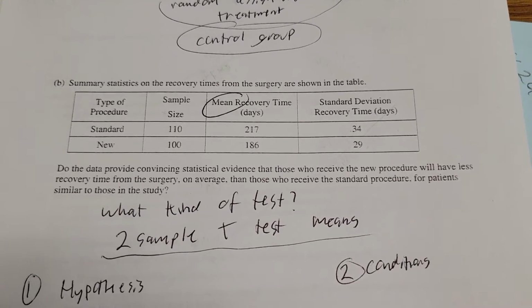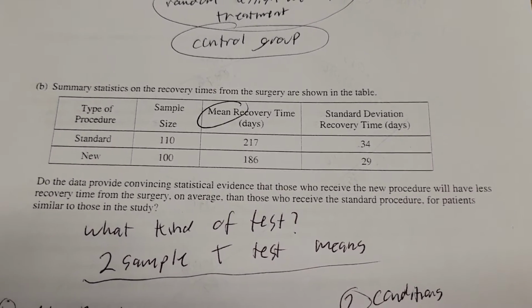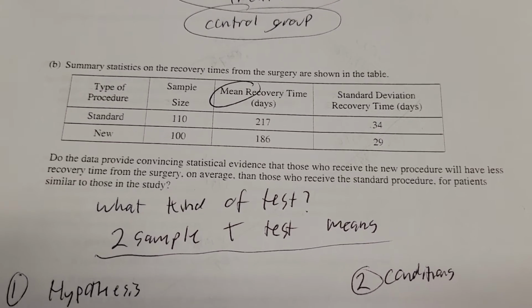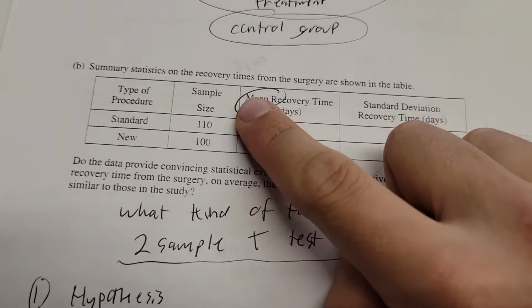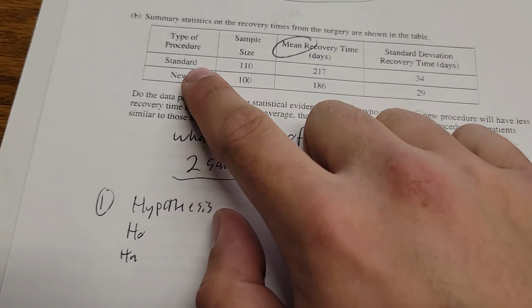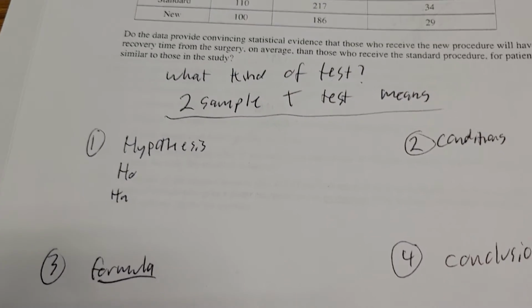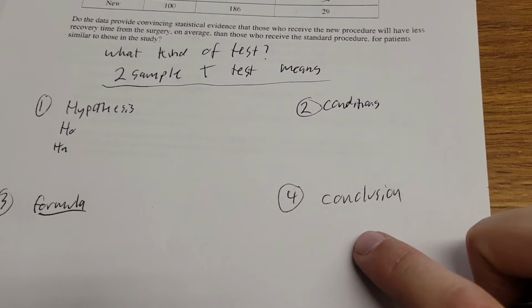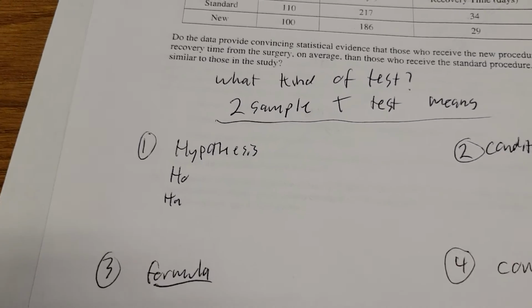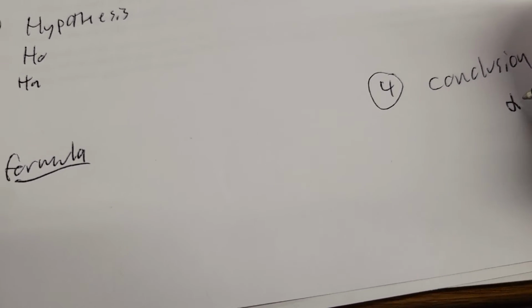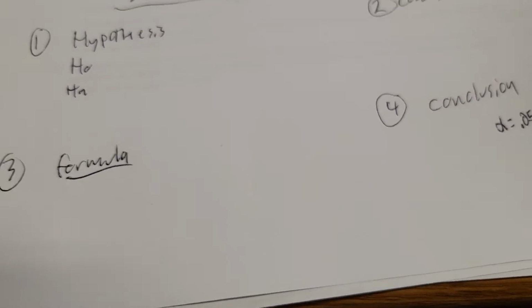And then it says they actually took the data and want you to do a test. Convincing statistical evidence. That's a significance test if I ever saw one. It definitely has a mean and standard deviation. It's definitely a 2 sample, since there's the standard and the new. And you're going to run through your stuff. It doesn't give you an alpha level, so just use 0.05. Always use 0.05 if they don't give you one. Here, I'm going to write it in. Alpha equals 0.05.